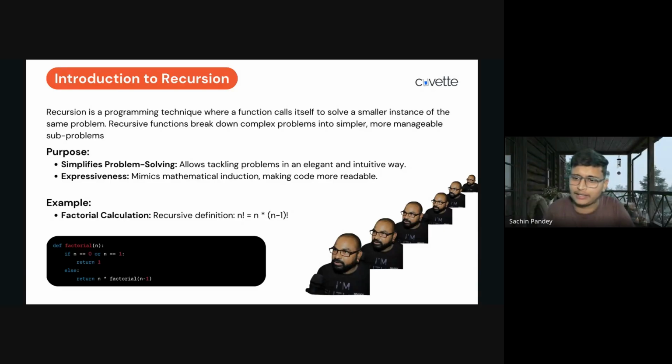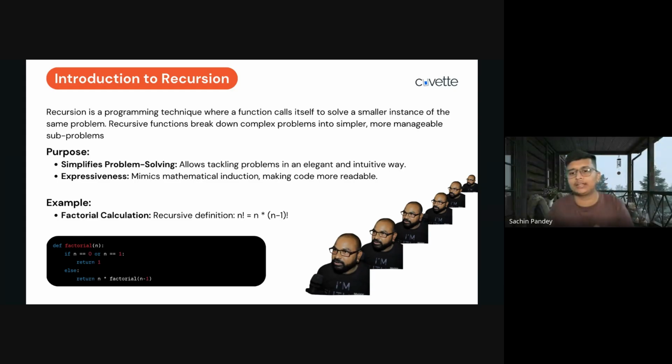It will be 1, right? And what is the factorial of 0? It is also 1. Factorial of 0 is also 1, and factorial of 1 is also 1. So that is why, if n is equal to 0, what will it return? 1. Or if n is equal to 1, then it will also return 1.